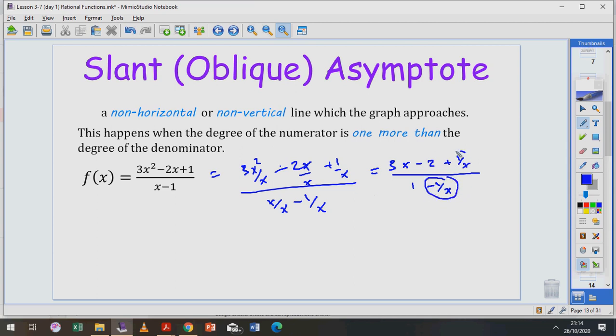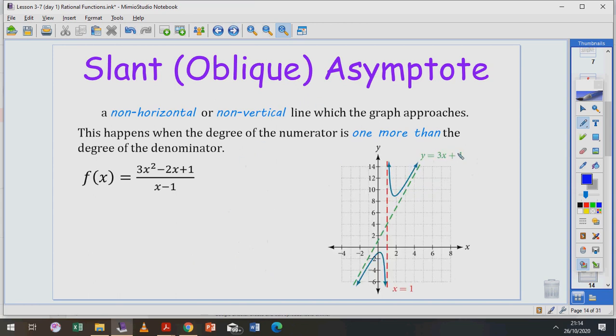Hope you can see that this goes to 0, this goes to 0, and you're only left with f of x is equal to 3x minus 2, which means that y is equal to 3x minus 2 is going to be your slant asymptote. So here it should have been minus 2. It's just an error in naming. 3x minus 2. Alright, so a slant asymptote happens when the degree of the numerator is 1 more than the degree of the denominator.